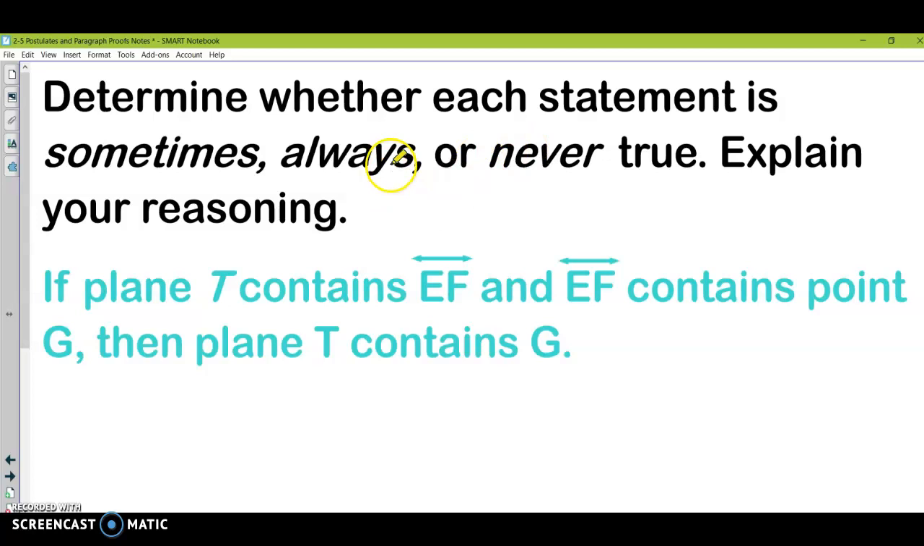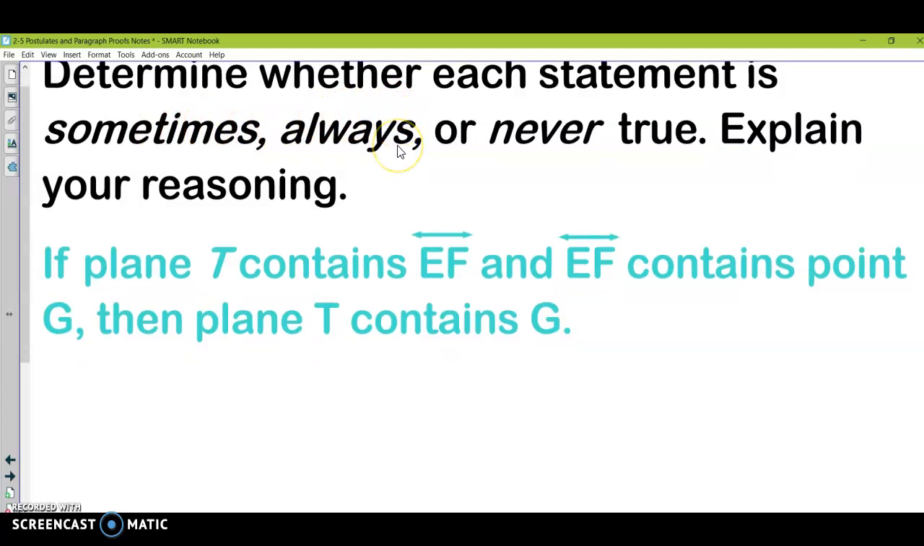Those are a little easier because when we have a sometimes, we need to provide two examples. An example that says it is true and an example that shows when it's not true. So when you're doing an always or never, you need the reason why it's always true or the reason why it's never true. If it's sometimes, you need to show me a case where it is sometimes true and a case where it's sometimes false. Okay, so we have to justify why that's the correct answer.